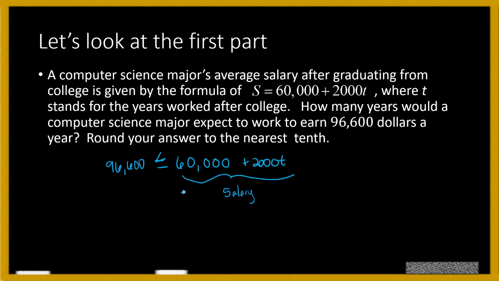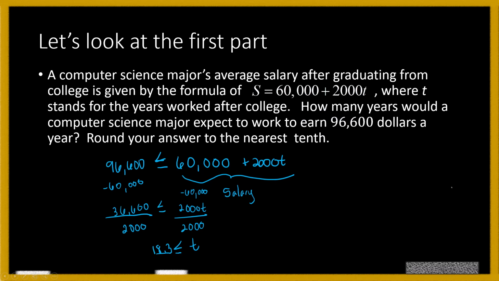So let's go ahead and subtract 60,000 from both sides. That gives us 36,600 equals 2,000T. Divide both sides by 2,000. And our value is going to be T must be greater than or equal to 18.3 years. So that means that this person needs to work at least 18.3 years in order to be earning at least 96,600 a year.